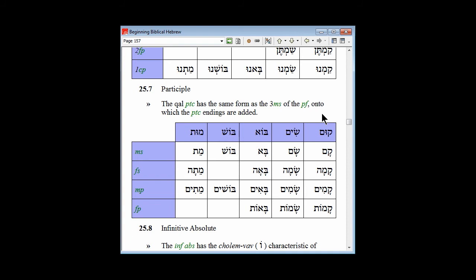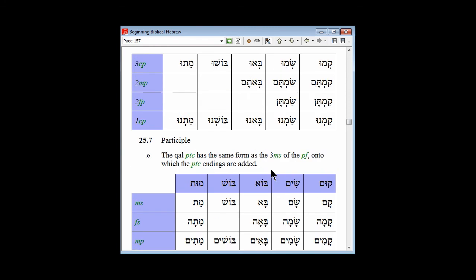The participle, you see an issue here right away. The kal participle has the same form as third masculine singular of the perfect, so kam, sam, ba, and so forth. So when you see these forms, you have to be thinking it's either third masculine singular perfect, or it's going to be a masculine singular participle. Kama, right here, because of the kamet's hey ending, you're going to have an issue.